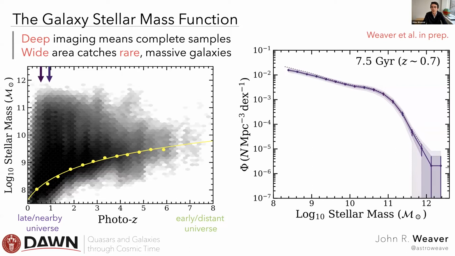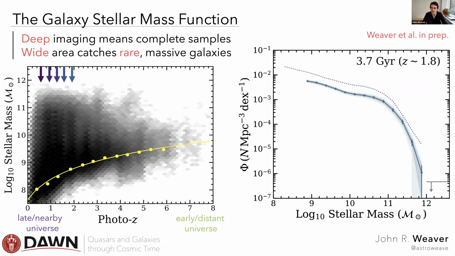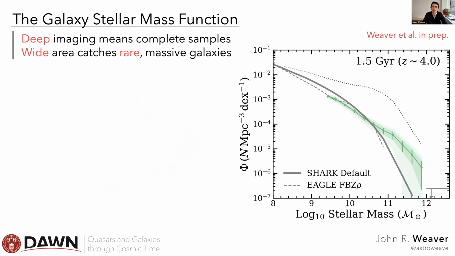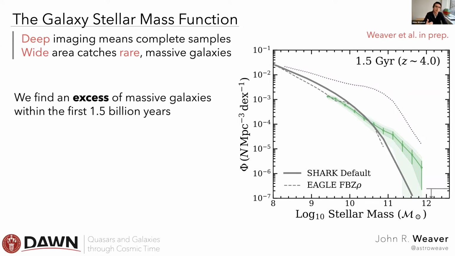Now I'm going to rewind the clock and we're going to watch the galaxy stellar mass function evolve backwards in time. It's going to lose that knee and become much flatter to resemble a fairly straight stellar mass function by about redshift 4. Comparing with state-of-the-art hydrodynamical and semi-analytical models, just two chosen here, SHARK and EAGLE, we find an excess of massive galaxies within the first 1.5 billion years.